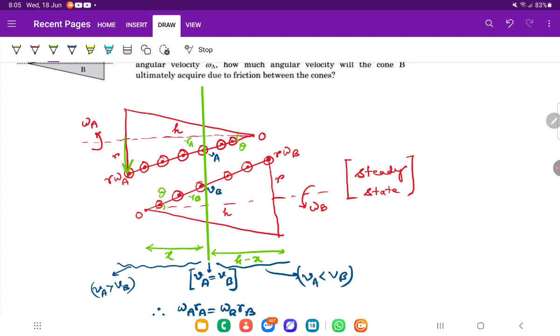This point is at a distance of r from the axis of rotation, but this point is on the axis of rotation. This point is something else, not equal to r, right? So all the velocities will be different. So at this far extreme, the marked point on cone A will have a velocity of r omega A outward to the plane of the screen, and this vertex, as it is lying on the axis of rotation, will have zero velocity at that instant. I hope it's clear, right?